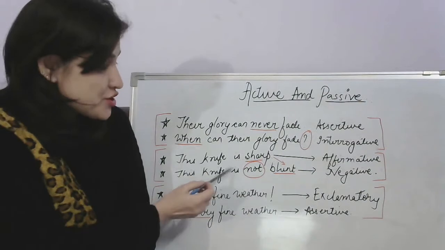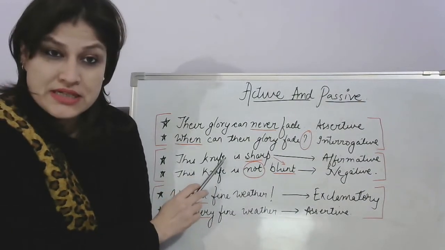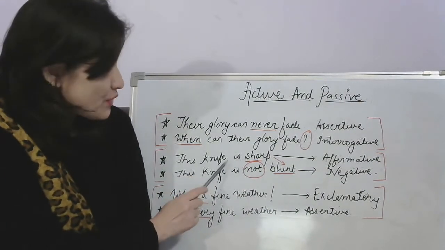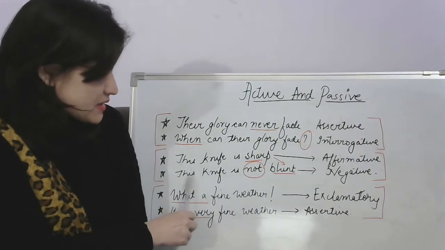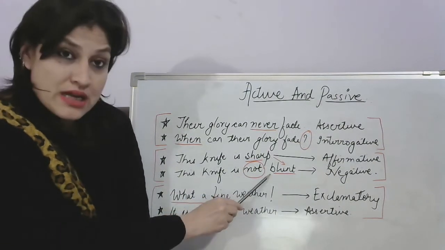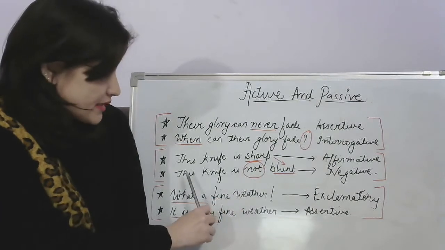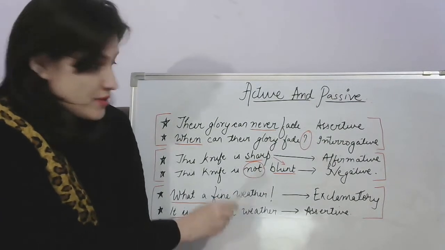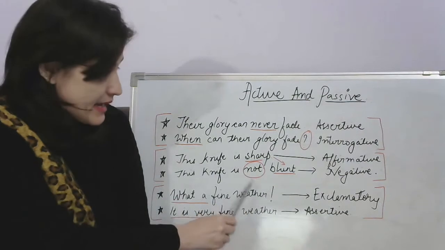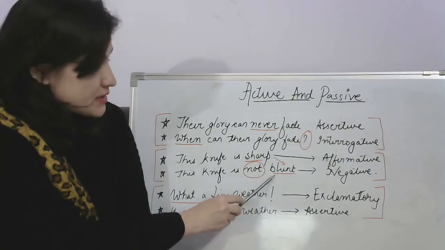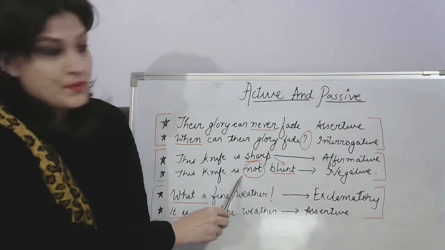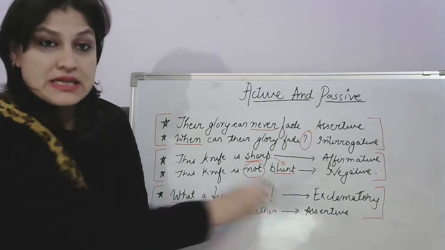The knife is sharp. This is a positive sentence. There's no negative in it. You have to change it to negative. How can you change it? This knife is not blunt. So you will not write this knife is not sharp. You will write the opposite and a negative. Right? So it should be an opposite and a negative to make it a negative sentence.